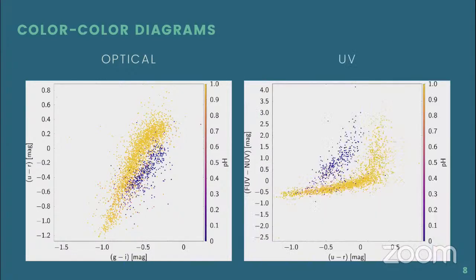And now this is the extra color diagram that we obtained, where I show the U minus R color and the far UV minus near UV color. What we see is that the contrast between these two sequences is enhanced. And so we gain that in cooler stars, in this region and this region, the separation is enhanced.